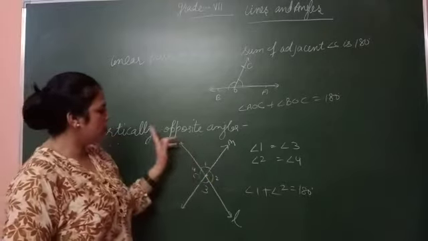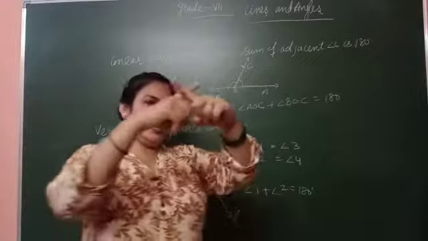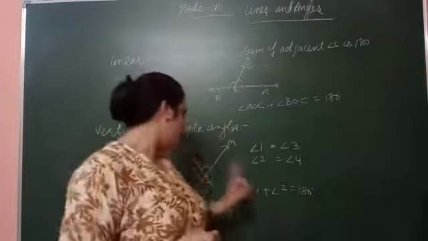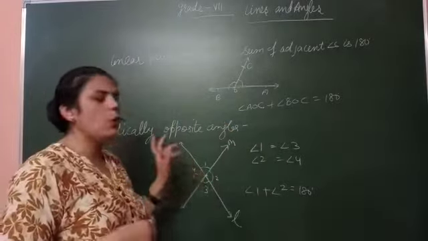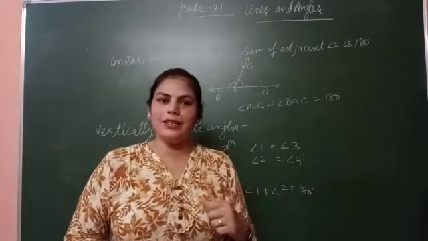Clear? So in this way, when two lines intersect each other like this, the opposite angles are equal. They are called vertically opposite angles. Hope you understood these different types of pairs of angles.